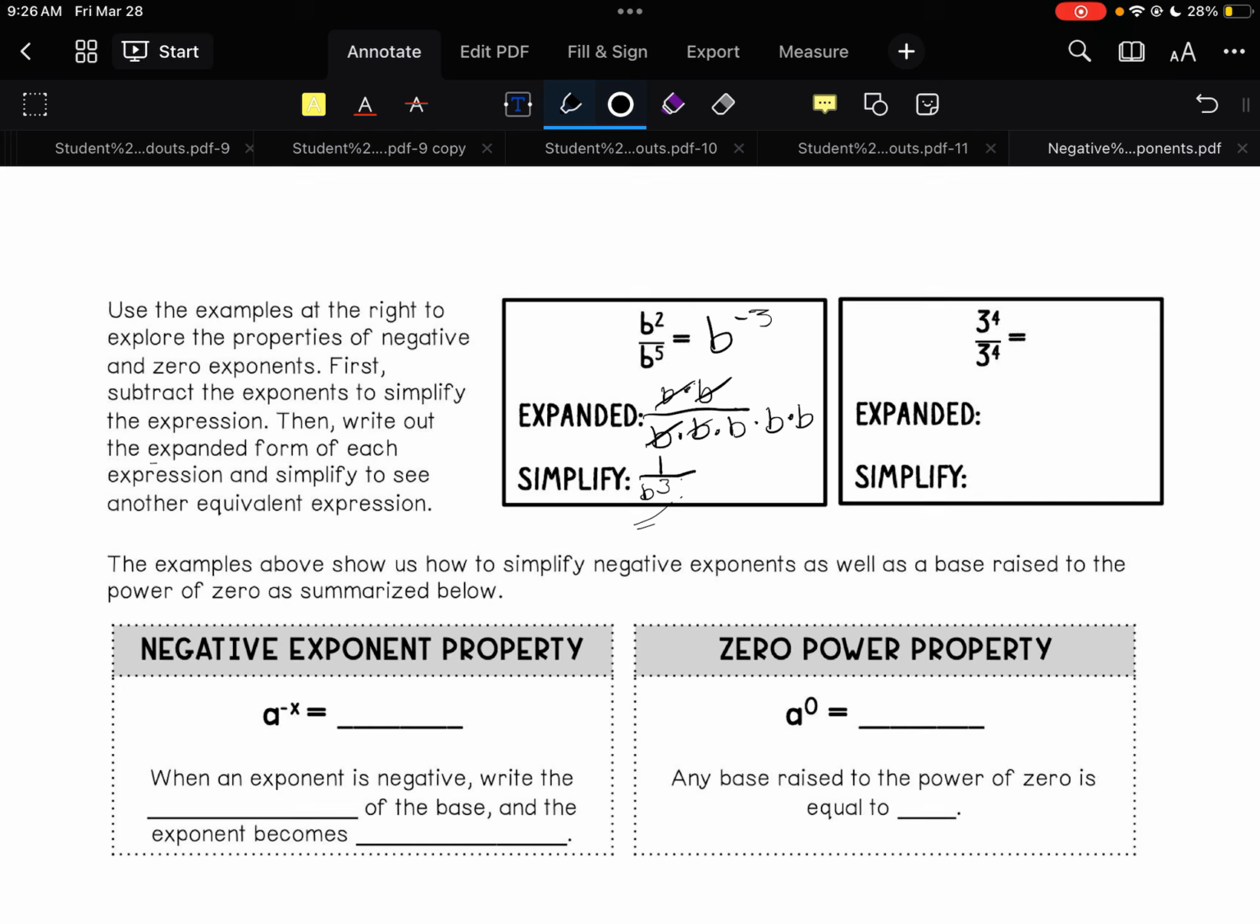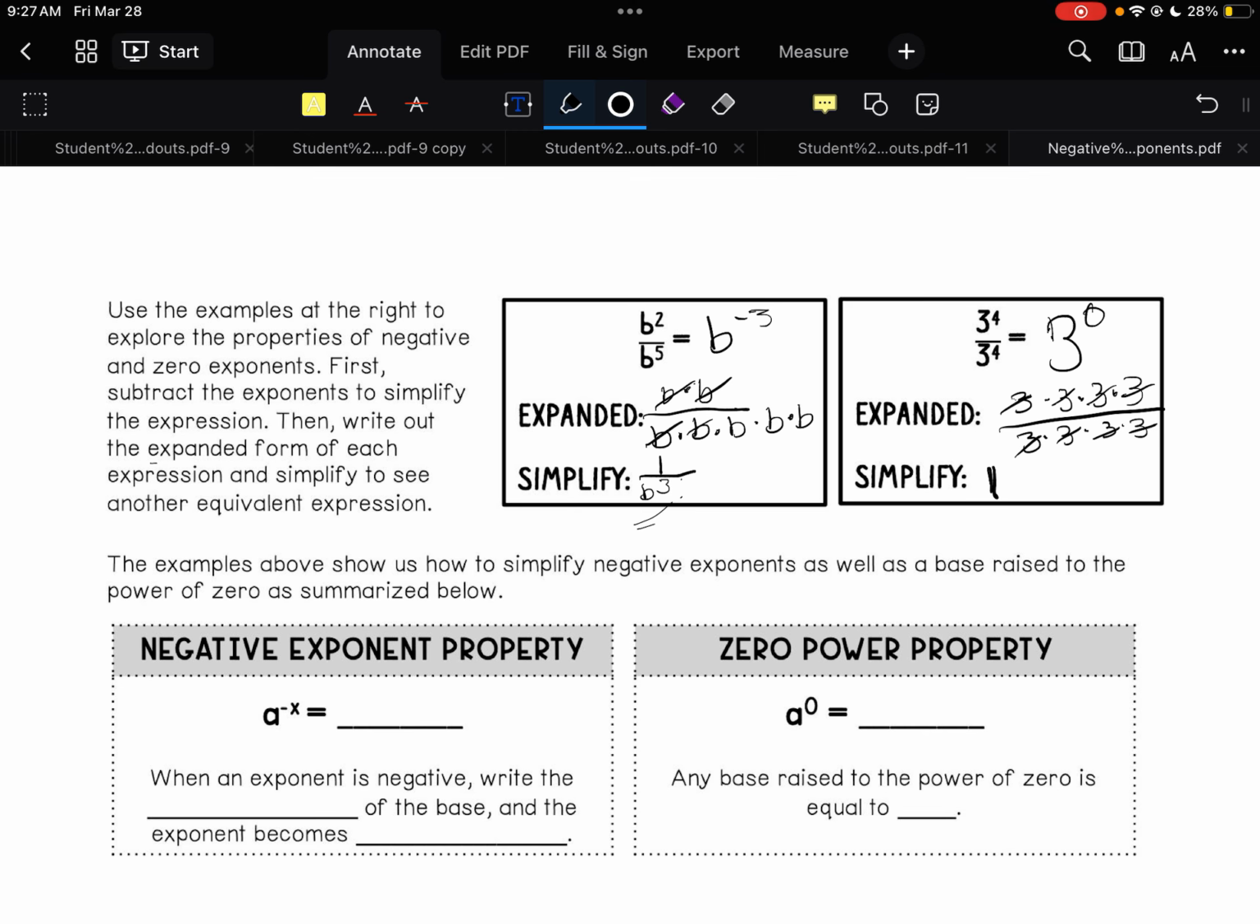Here, if you subtract, following our rules from yesterday, you get 3 to the 0 power. If you did that over, you would get 3 times 3 times 3 times 3 over 3 times 3 times 3 times 3. And we could cross out, and when we cross out, we get 1 over 1, or just 1. So anything to the 0 power simplifies to 1.